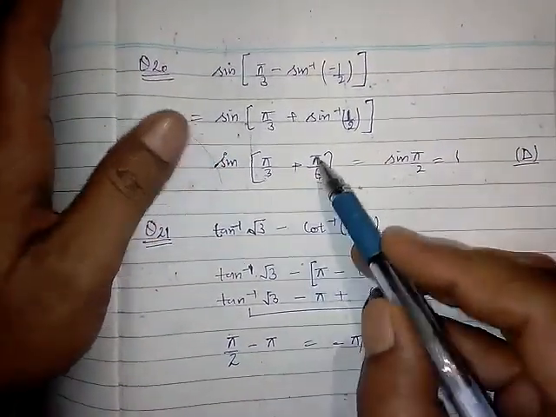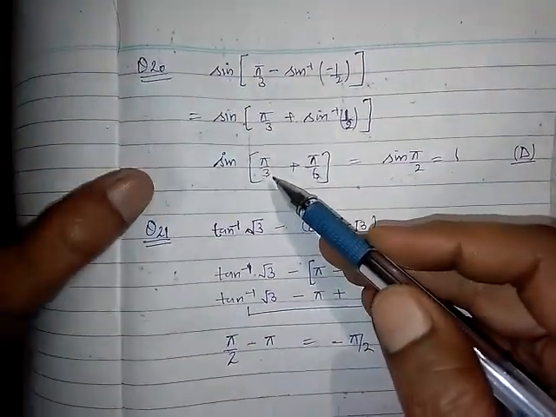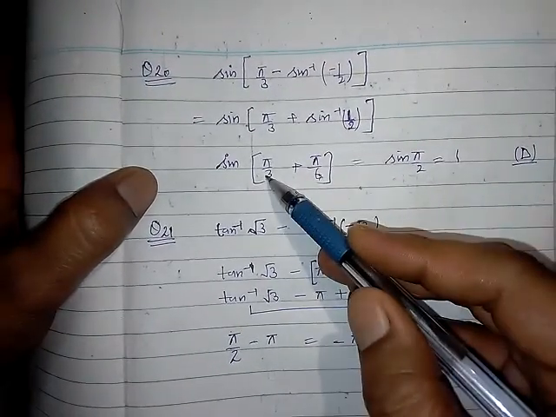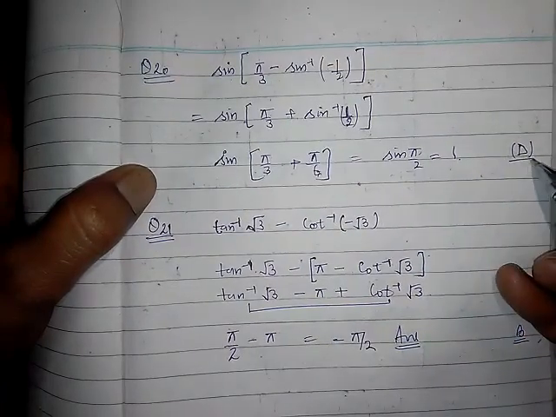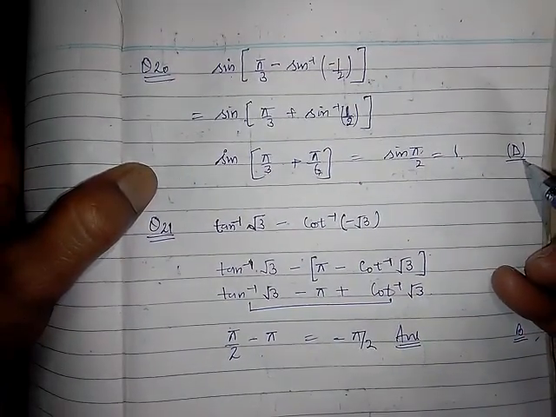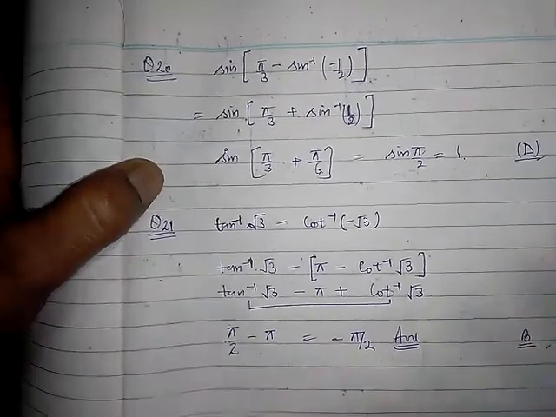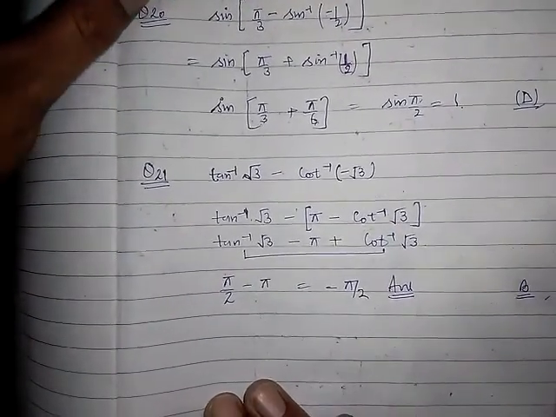Okay, pi by 3 plus pi by 6. Pi by 3 is how much? 60 degrees, and this is 30. 60 plus 30, 90. Sine 90 degrees is how much? That is equal to 1, and that is matching with your option number D. Clear? Come to your question number 21.